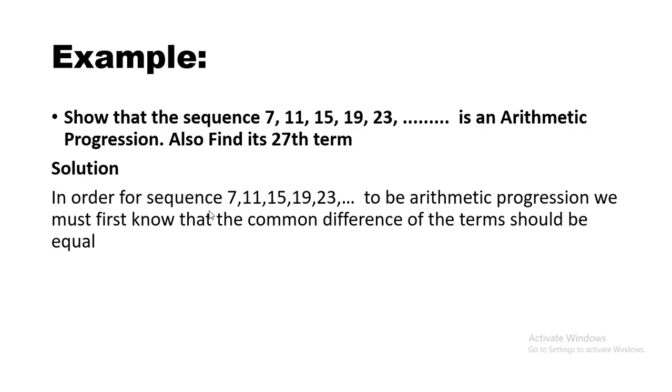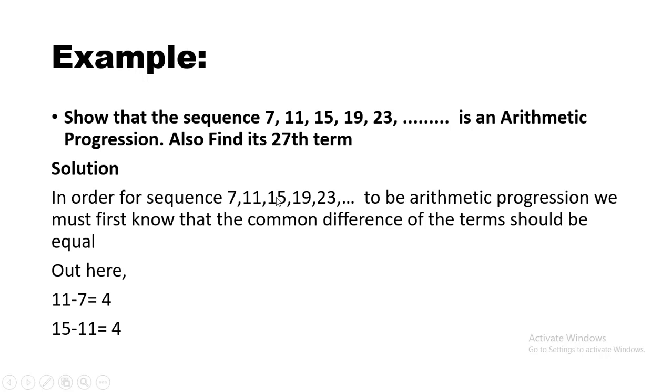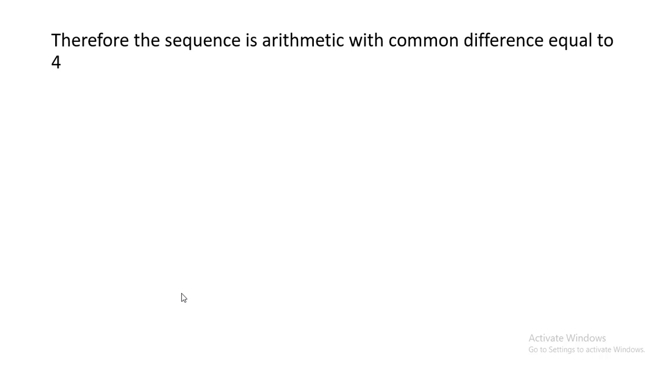Now let's get started. In order for the sequence 7, 11, 15, 19, 23 and so on to be an arithmetic progression, we must first know that the common difference of the terms should be equal. As I said before, here 11 minus 7 is 4, 15 minus 11 is also 4. If you want you can check: 19 minus 15 is 4, 23 minus 19 is 4. So here 4 is the common difference and it follows throughout the sequence. So we can say that it is an arithmetic sequence with common difference equal to 4.